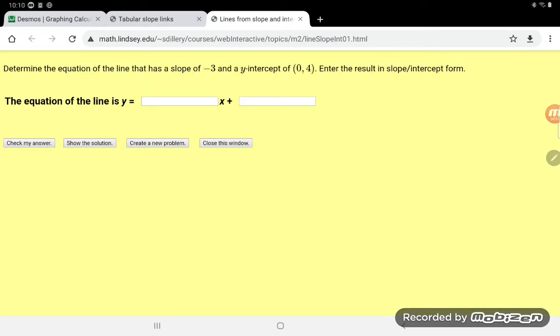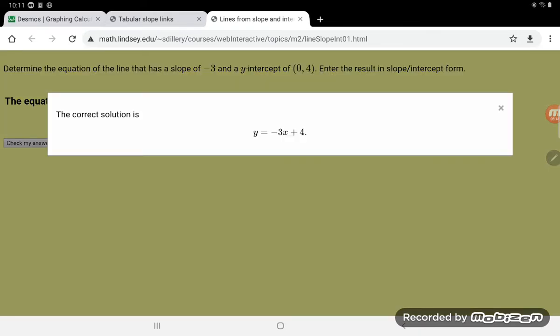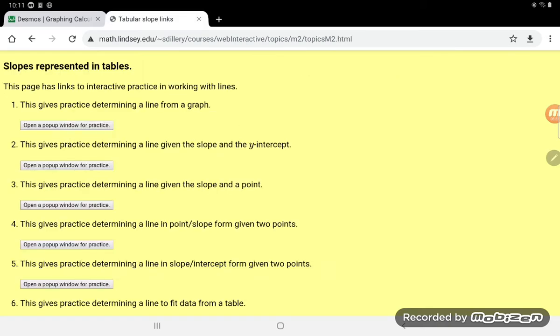So here, I want the equation of the line. I'm given the slope and I'm given the y-intercept. So the slope is -3, it says. So I just do -3x. And y-intercept of 4, so I just put in a 4. Check my answer. Yep, okay, I got that one correct. And again, I can look at this. It doesn't say much on this one. It just says the answer is -3x plus 4. Okay, so that's that one.